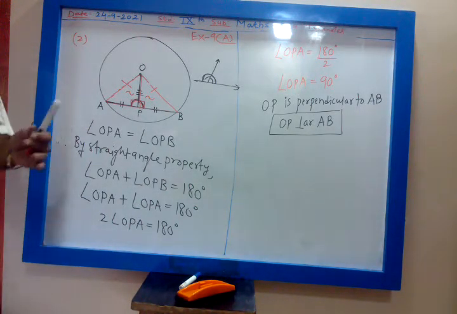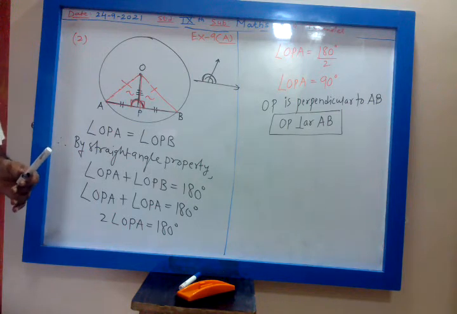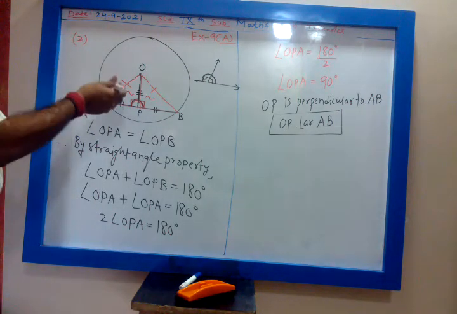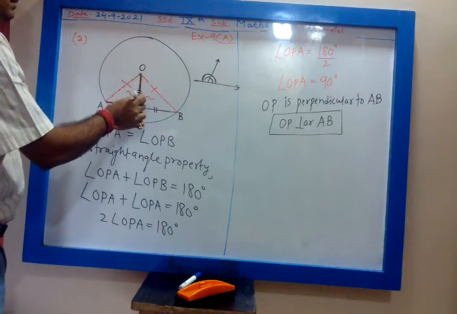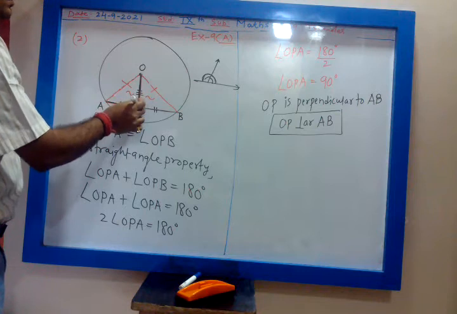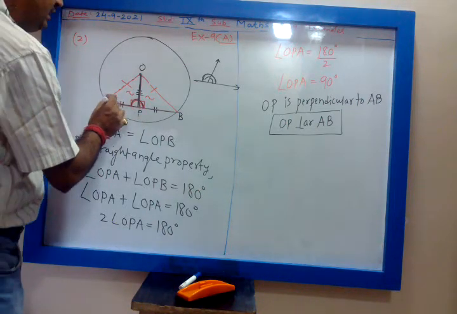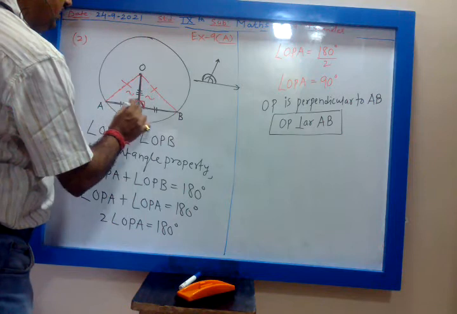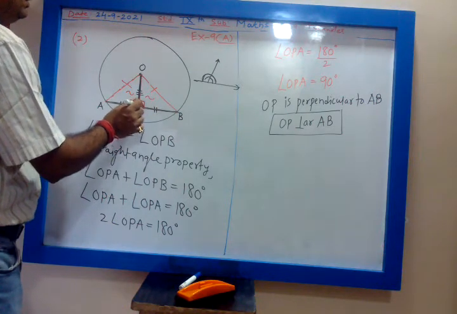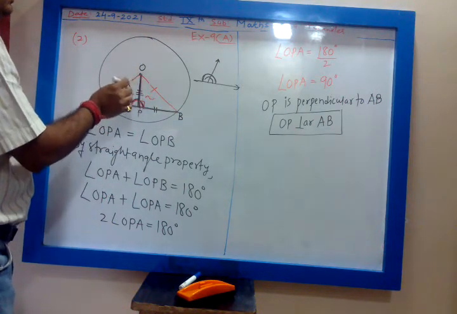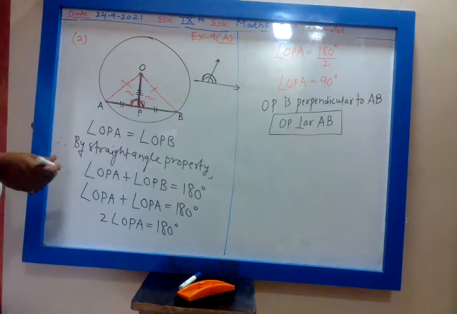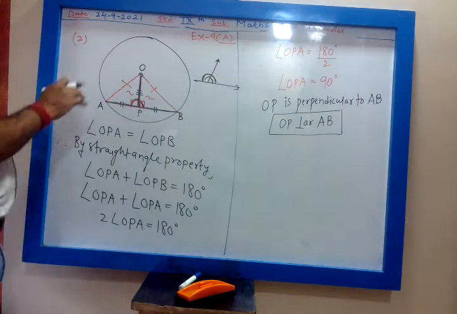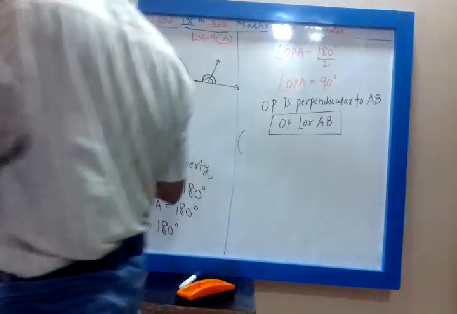So what are you observing in this, my dear? OP is a line segment, and it is bisecting the chord AB. And where is OP drawn? OP is drawn from the center of a circle. Okay. So what is that result? You have to write this.